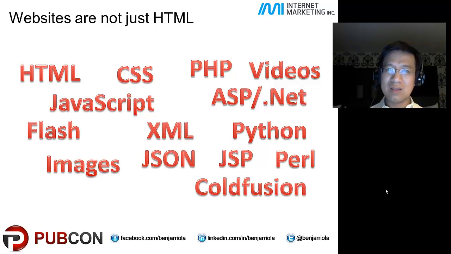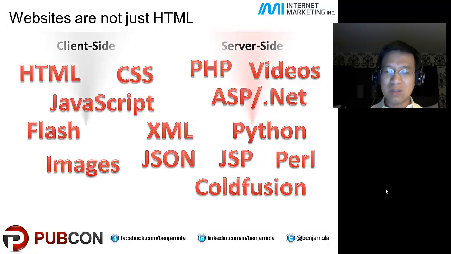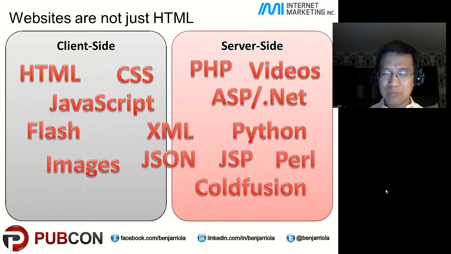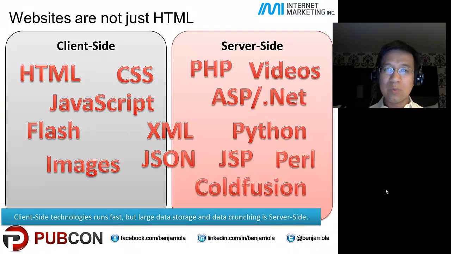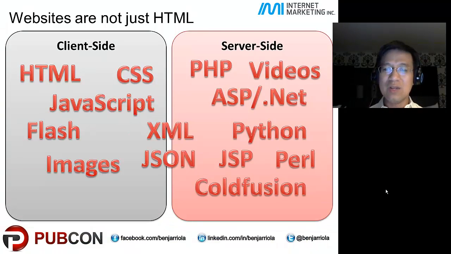Placeholders of data that you could pass around between applications and platforms is XML and JSON. Now, if you're going to look at all these technologies that build up a website, you could classify them as client-side and server-side. When we talk about client-side, it's really running on your computer. And when it's running on your computer, it tends to run faster. When we talk about server-side, it runs on the server.